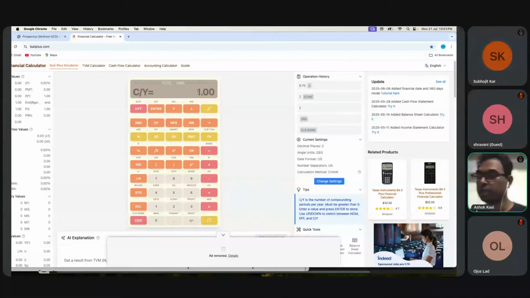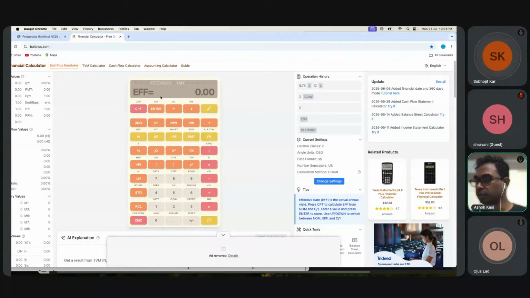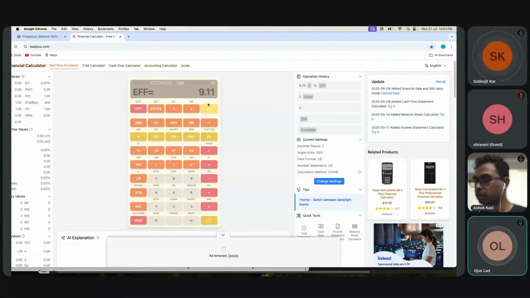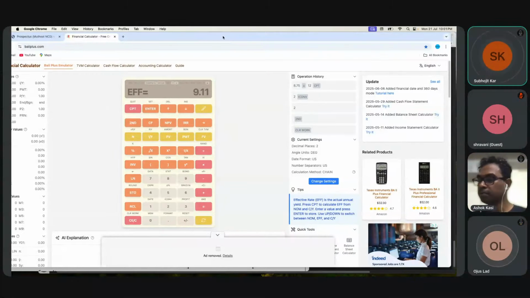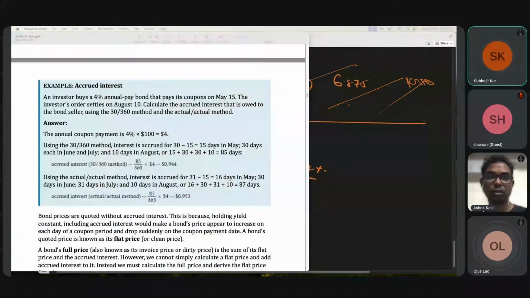In the actual calculator, it doesn't change. Whatever you clicked before, that only will come. Like I clicked 2, semi-annual, so it will show as 2. So you have to manually change it again. Now this is monthly, so I'll type 12. Enter. Then downward arrow, effective. Just compute. 9.11. So this is the effective yield, whereas they are not changing it. So that is wrong.